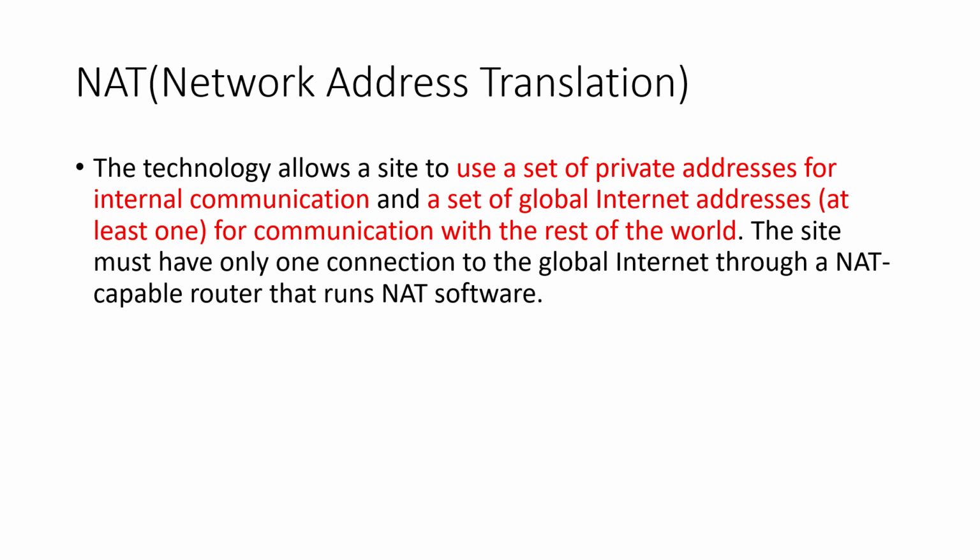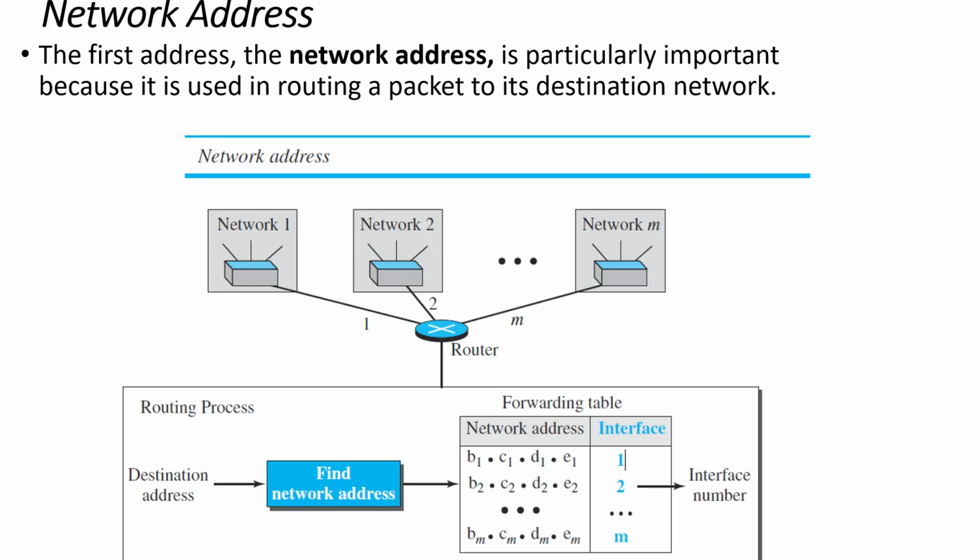Network address translation. This is the NAT. This is the technology that allows a site to use a set of private addresses for internal communications and a set of global internet addresses, at least one global internet address, for communication with the rest of the world. The site must have only one connection to the global internet through a NAT capable router that runs the NAT software.